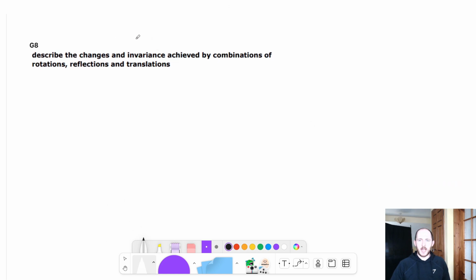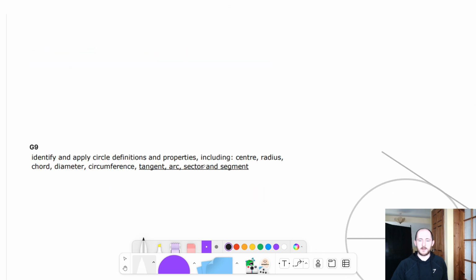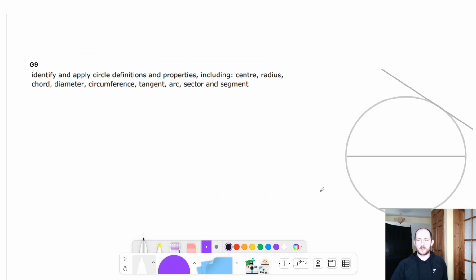Now, sometimes invariance just means, always it means, that it doesn't change overall. So you need to be able to identify when things are going to be invariant. So all you do is you follow the transformations they give you and show that it ends up in the same place.